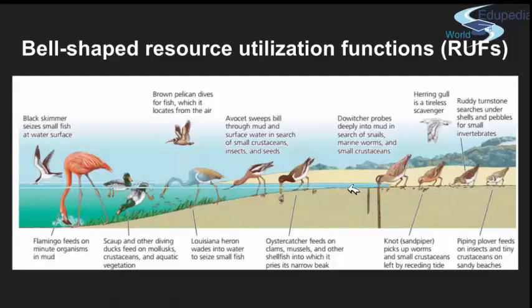Specialized feeding niches of various bird species, shown here in a coastal wetland ecosystem. These specializations reduce the mentioned competition and allow sharing of limited resources. This is just an example of a food niche, but there are many other types of niches mentioned in the previous slide.